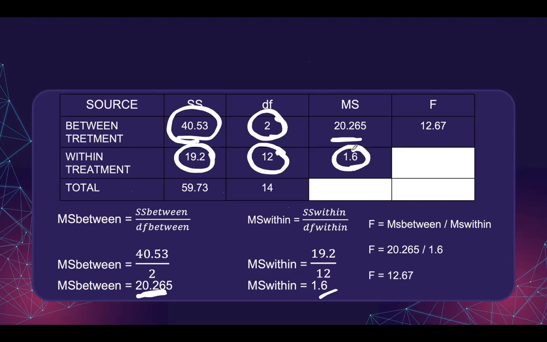Okay, and then para makuha natin yung F value, makompute natin yung F value class, ipag-divide mo lang sila. 20.265 divided by 1.6 is equals to 12.67. Okay, yan yung ating computed F value.